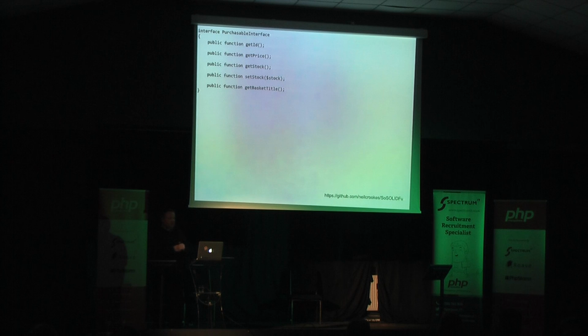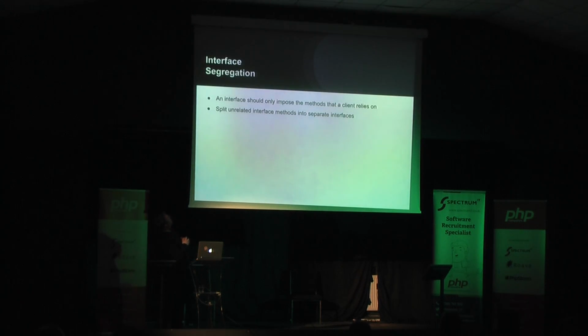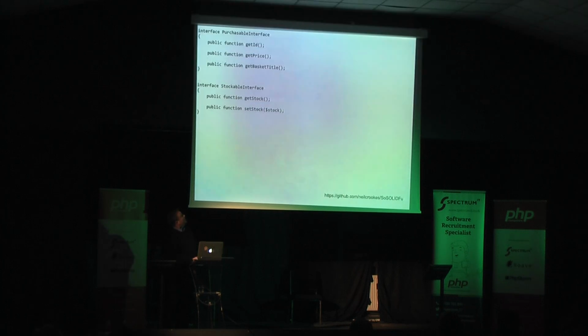which our product class implements. So actually what we've done is we've violated the next principle that we're going to talk about, which is the interface segregation principle. Okay, so this one states, an interface should only impose the methods that a client relies on, and that we should split unrelated methods into separate interfaces. Okay, so let's have a look at what that might be.